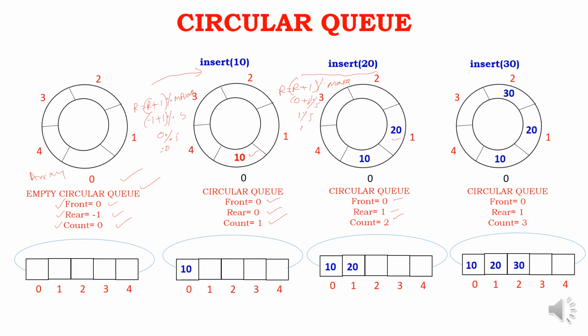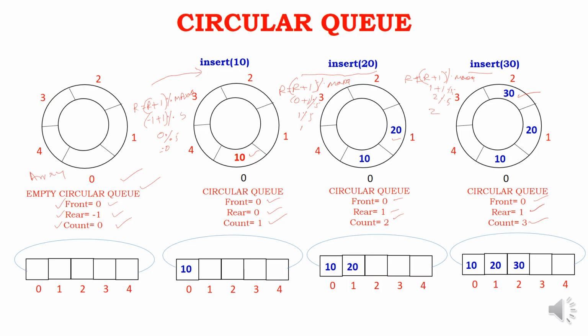Then again, you want to insert one more element. Again, rear is (rear + 1) mod MAXQ. Rear is 1, 1 plus 1 is 2, 2 mod 5 is 2. In position 2, 30 is placed. 10 is inserted, 20 is inserted, 30 is inserted. During insertion, front remains the same, 0. Front is not changing, rear is changing. As you insert elements, you keep track of the count of values available in the queue. So front is 0, rear is 2, count is 3.